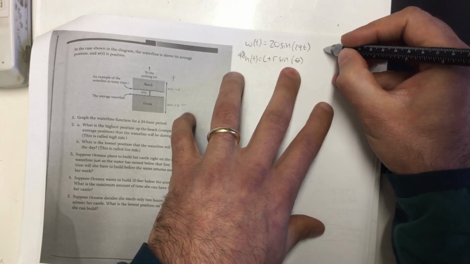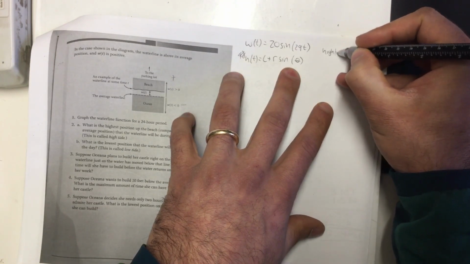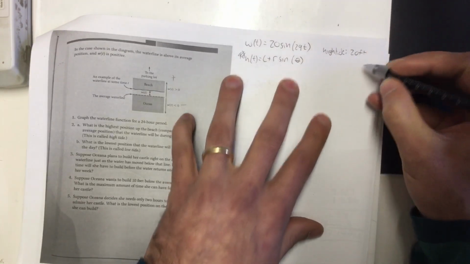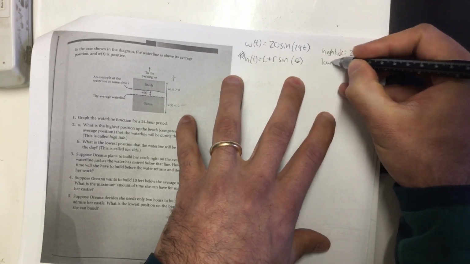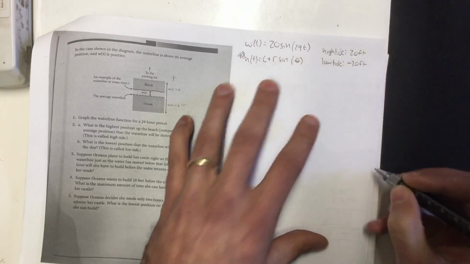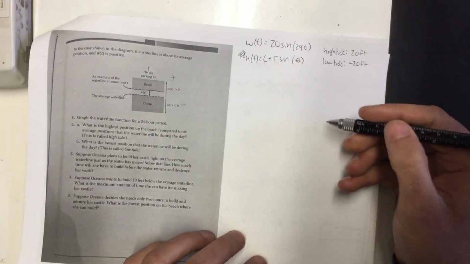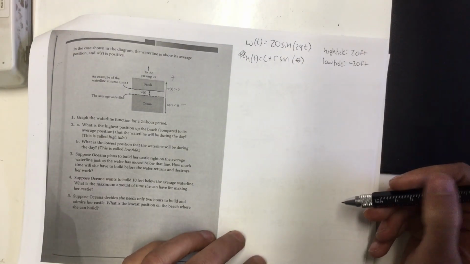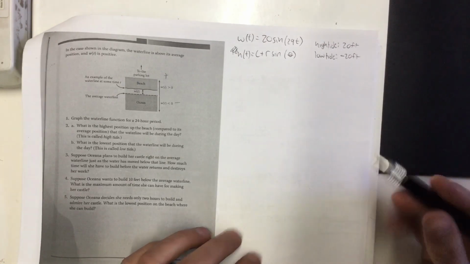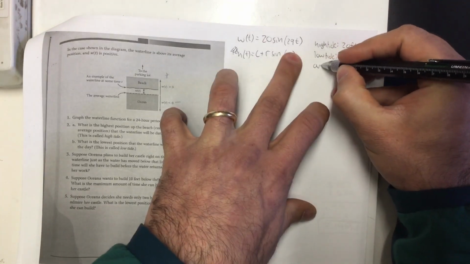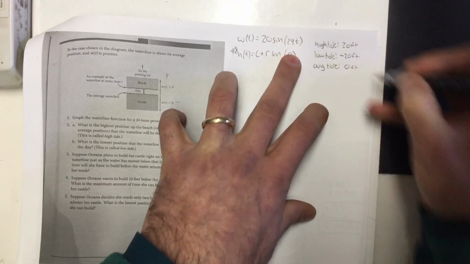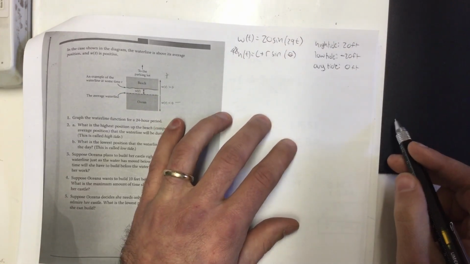water line. So let's write that down. High tide is going to be 20 feet. Low tide, very similar, is going to be negative 20 feet, right? Because the negative values are below average and the positive values are above average. Okay, so we're already starting to get a little bit of information. And then I guess we could write this out here, but the average tide is going to be 0 feet, right? Because everything is based off of this average tide.